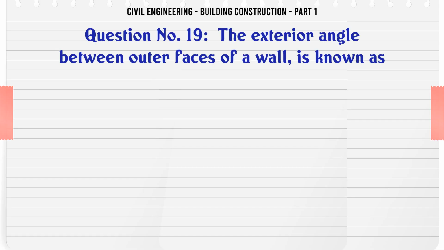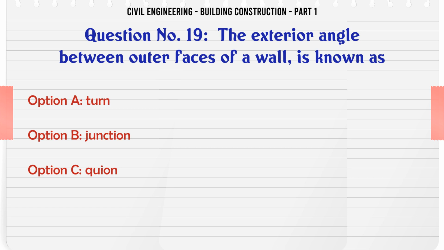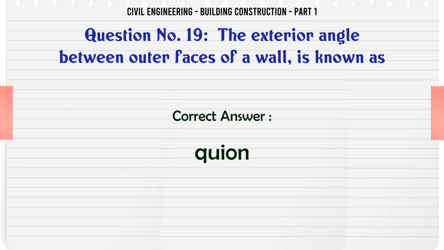The exterior angle between outer faces of a wall is known as A. Turn, B. Junction, C. Quoin, D. All the above. The correct answer is quoin.